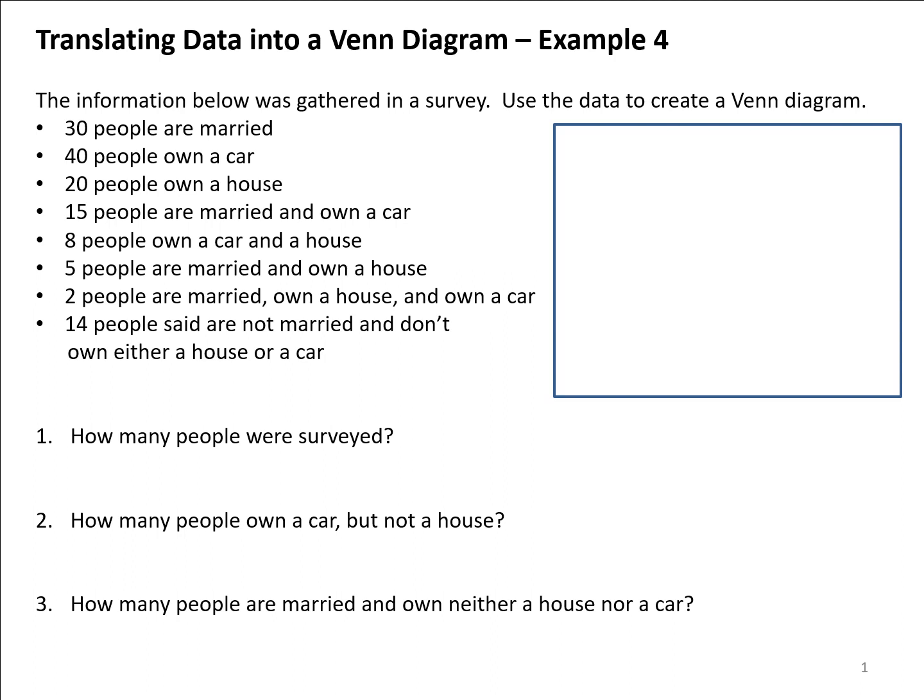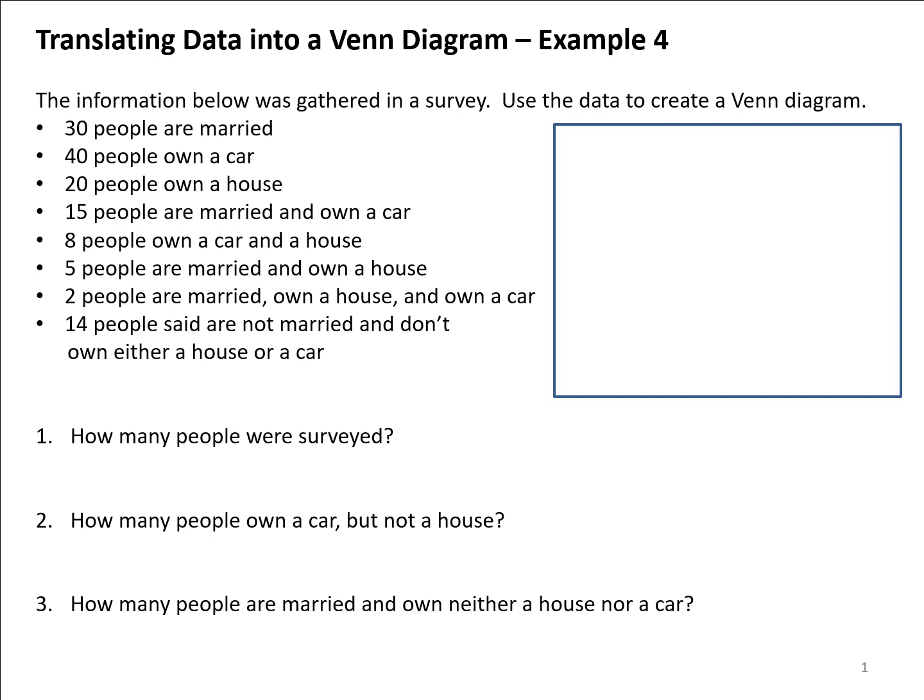Here's one more example of using a three-set Venn diagram to organize data involving three qualities of people. So we have the data that was gathered in a survey. Here, 30 people are married, 40 people own a car, 20 people own a house, 15 people are married and own a car, 18 people own a car and a house, 5 people are married and own a house, 2 people are married, own a house and own a car, and 14 people said they're not married and don't own either a house or a car.